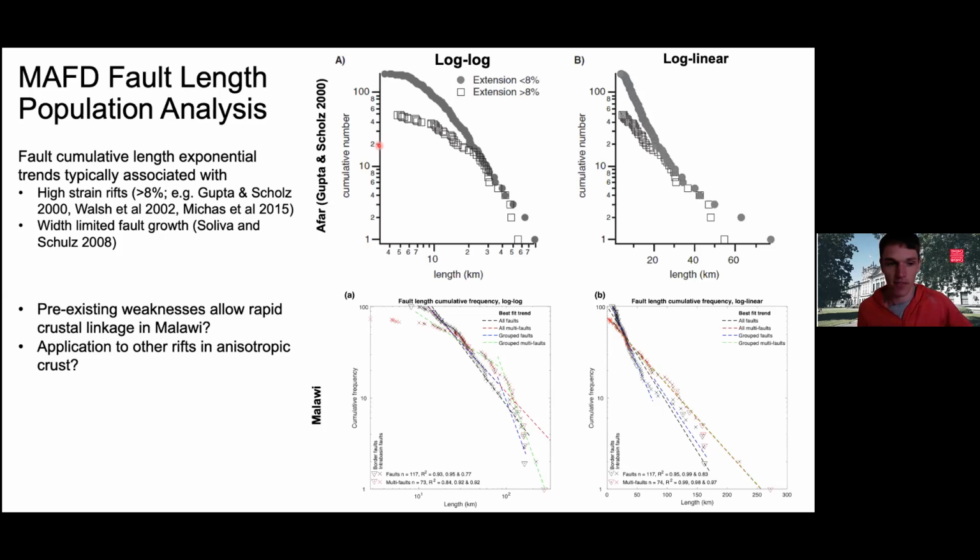Instead, we suggest that because the crust in Malawi has been deformed over a succession of Proterozoic orogenies, a lot of these fabrics have been reactivated by the faults, allowing them to link together very quickly to get a disproportionate number of long faults, which you need to get these exponential trends at quite low regional strains. And this might be something to look for in other continental rifts, which are quite young and in deformed crust.